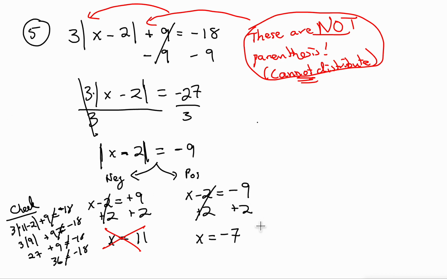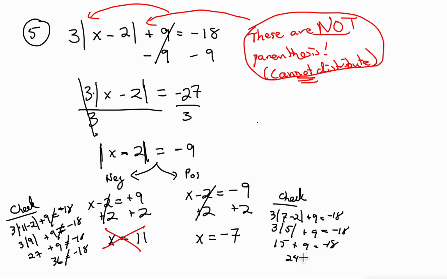So our next check is the other one, because this one might work. So 3 times the absolute value of negative 7 minus 2, close absolute value, plus 9 equals negative 18. So the absolute value of negative 9 is 9, times 3 is 27, plus 9 equals negative 18. That also is not true. So that means that negative 7 does not work.